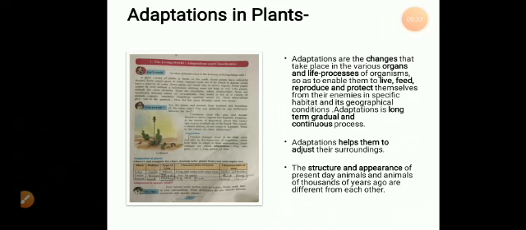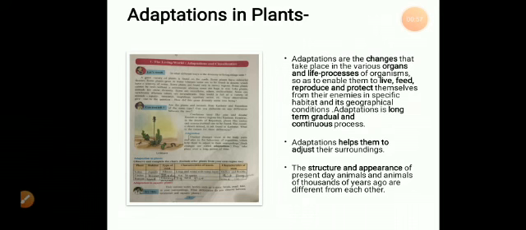So you all have seen a variety of living things in the world around us. There's a variety of plants. Some are small, some are big, some have colorful flowers, whereas some plants are found in the deserts and some are found in the water.